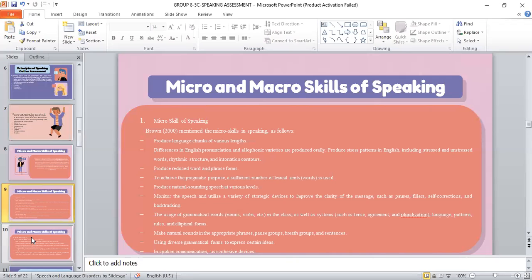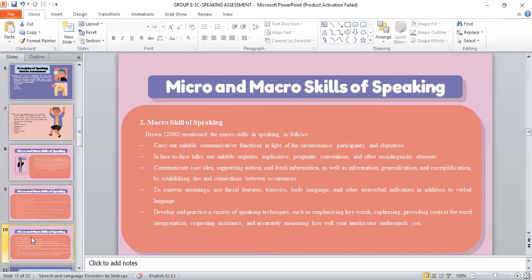Next slide, please. Now, we have the macro skills of speaking. According to Brown, the macro skills in speaking are as follows. First of all, to carry out suitable communicative functions in light of circumstances, participants, and objectives. Next, in face-to-face talks, to use appropriate registers, implicature, pragmatic conventions, and other sociolinguistic elements.